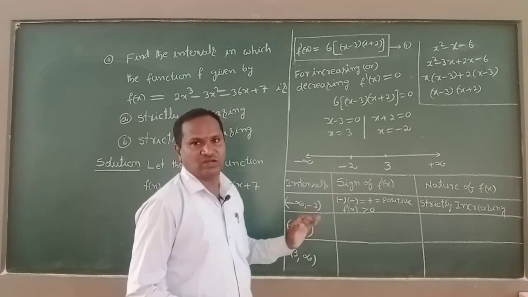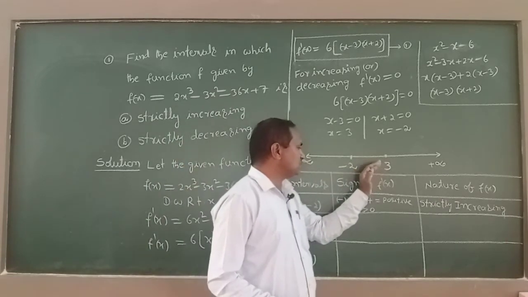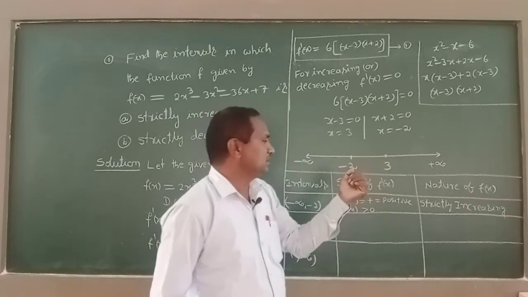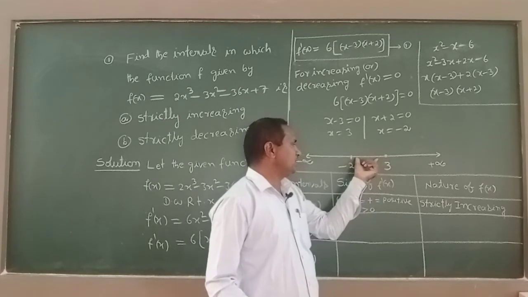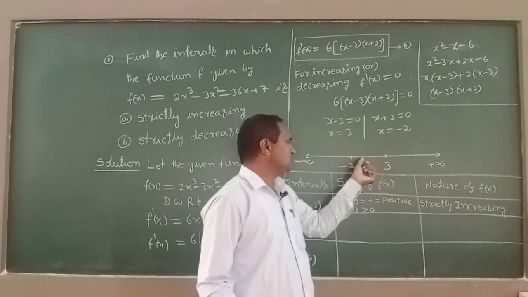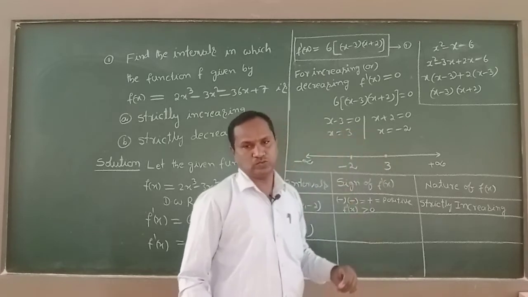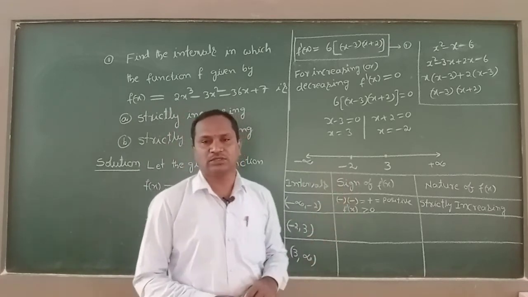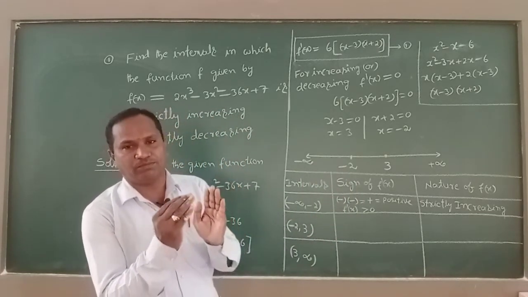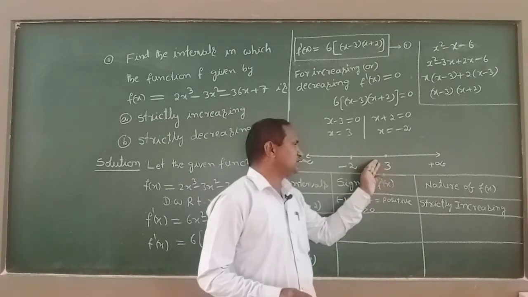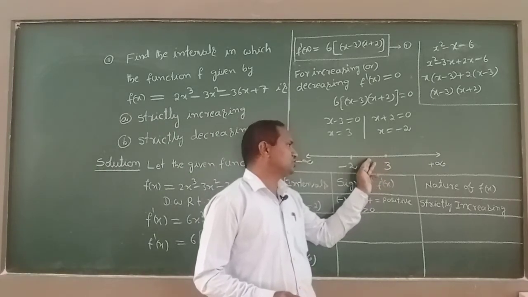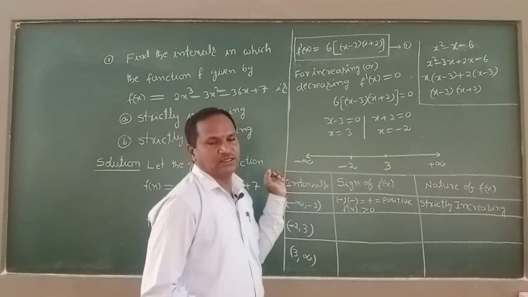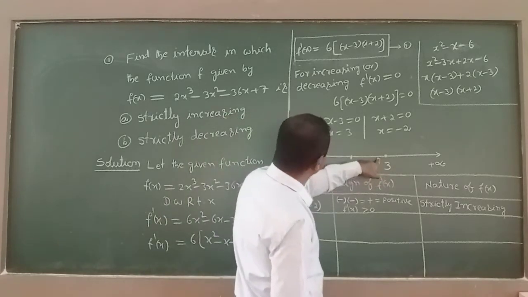Next interval is minus 2 comma 3. In this interval, what are the numbers between minus 2 and 3? You can select any one number. Generally, between minus 2 and 3, you are seeing numbers minus 1, 0, 1, 2. Between those, so many real numbers will come. Just select a number before 3. What is the number before 3 generally? 2, 1, 0, minus 1. Among all these numbers, you can select any one number. Say you can select plus 2 here.